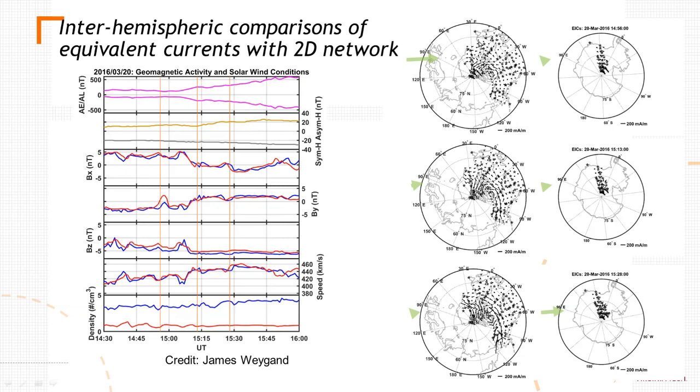And here, the big circle, you can see is the northern hemisphere equivalent currents. With multiple observations available, you can see a clear pattern of these equivalent currents generated and developed through the whole disturbance. But it's really hard to see the pattern, the development, and the impacts in the southern hemisphere due to lack of observation. That's why we need this two-dimensional array.